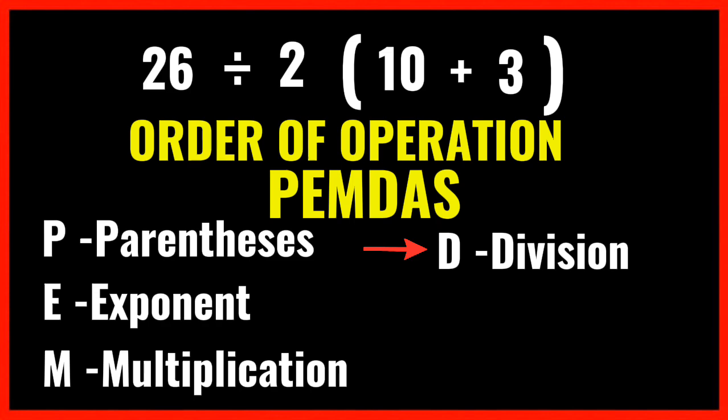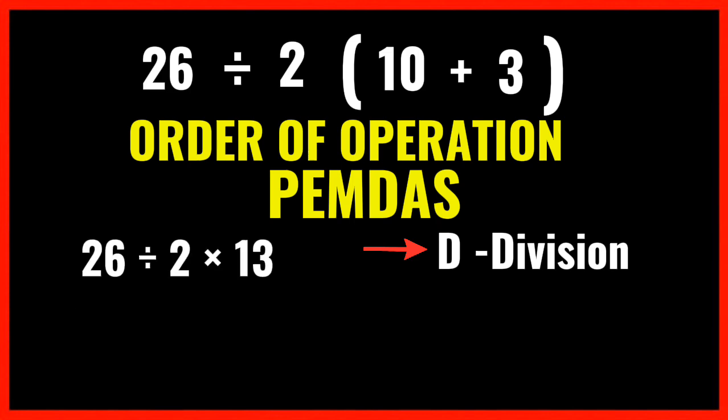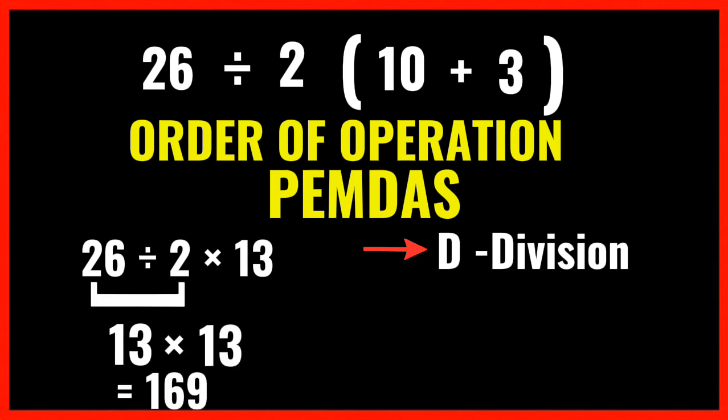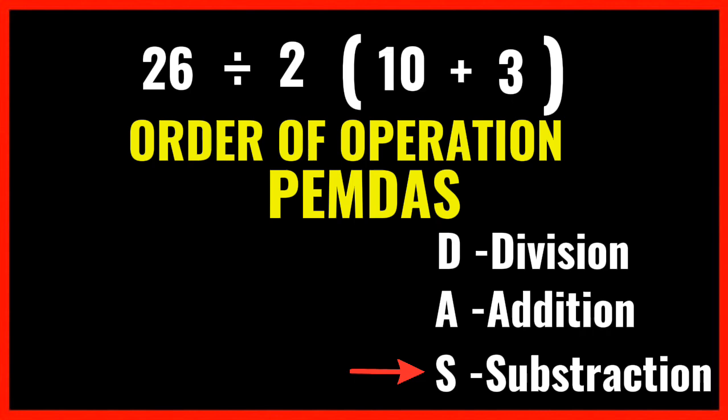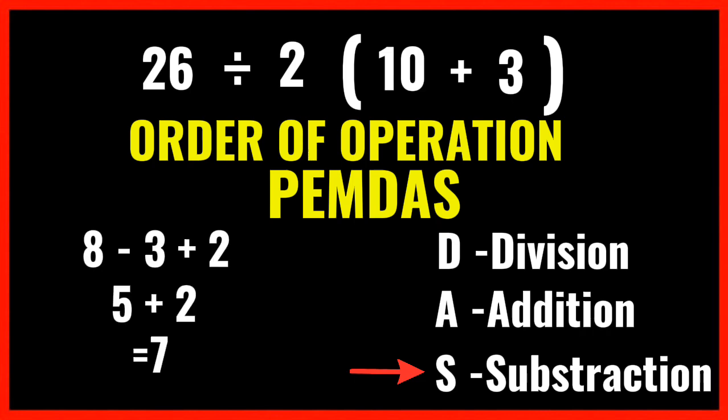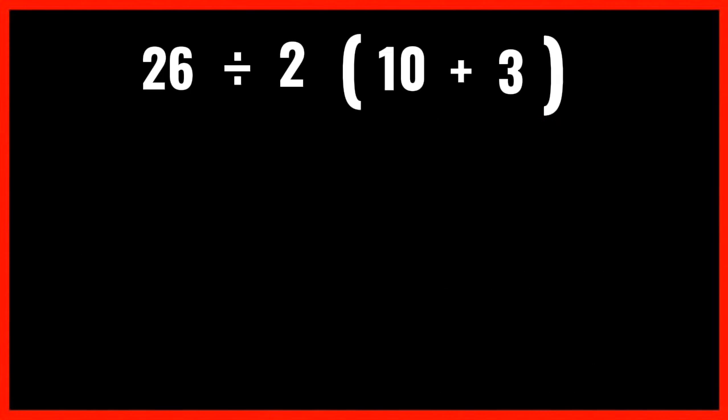For instance, in 26 divided by 2 multiplied by 13, we start from the left. 26 divided by 2 equals 13, then 13 multiplied by 13 equals 169. Finally, we handle addition and subtraction from left to right, like 8 minus 3 plus 2, which becomes 5 plus 2, giving 7. Now, returning to the expression, we start with the parentheses, where 10 plus 3 equals 13.